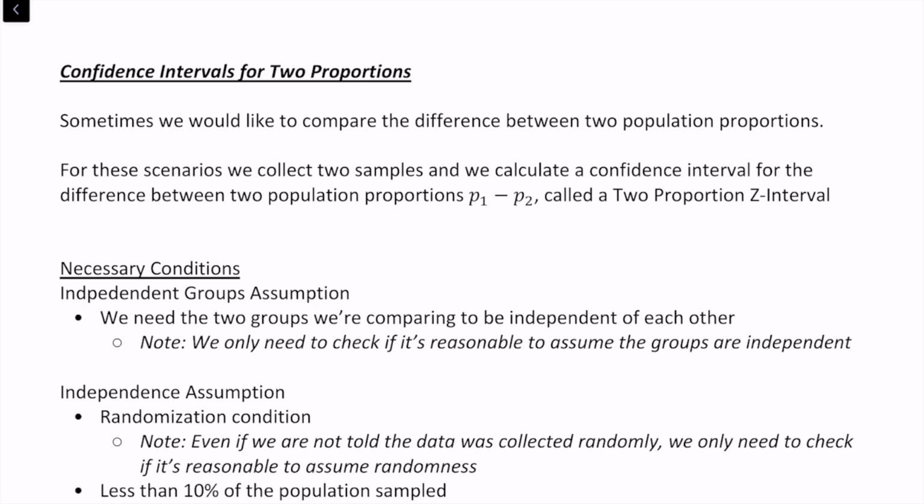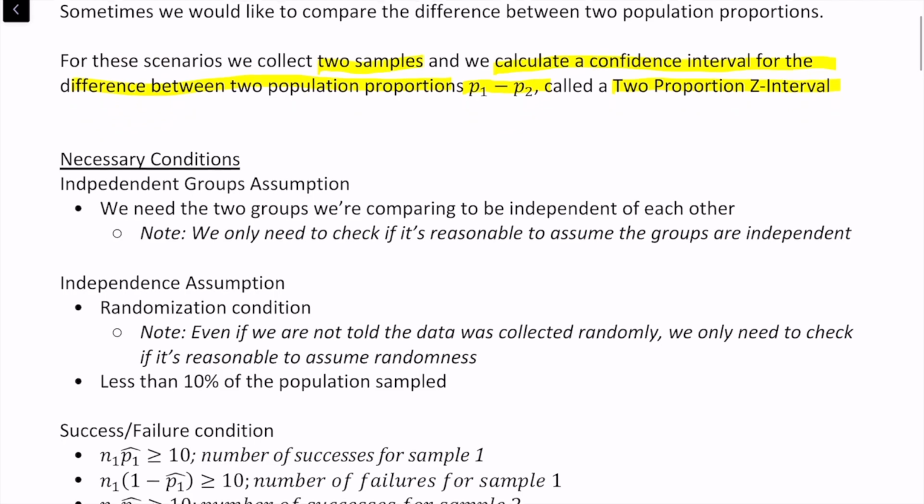For example, let's say we were interested in comparing the proportion of men that earn a $100,000 salary versus the proportion of women that earn $100,000 in salary. In order to do that, we collect two different samples and calculate a confidence interval for the difference between those two population proportions, which will be P1 minus P2. This process is called the two proportion Z interval. Before we get into how we perform it, let's go over some conditions.